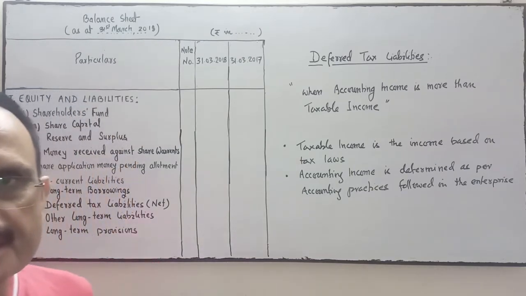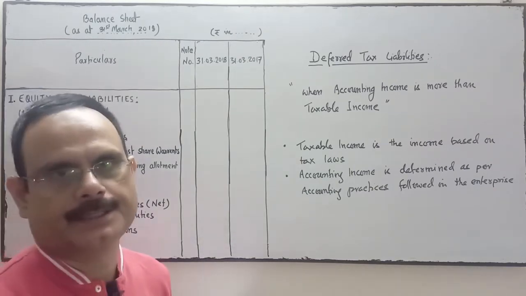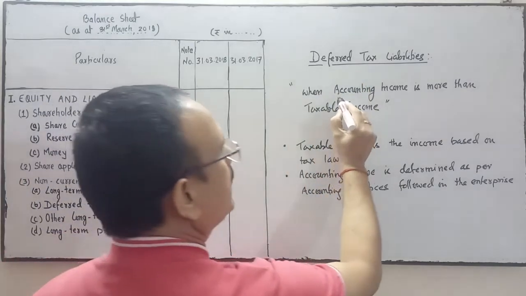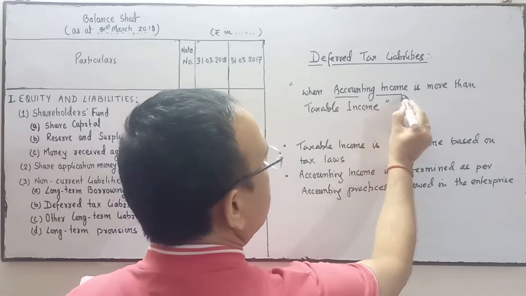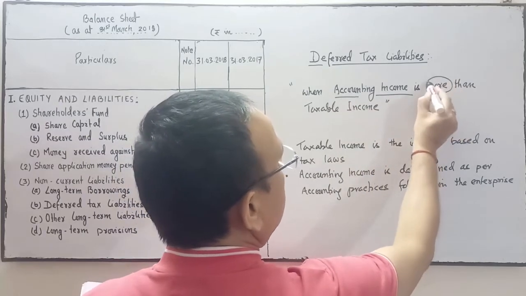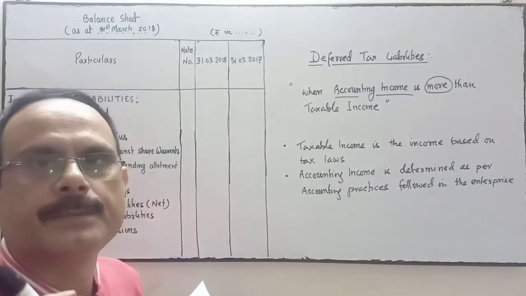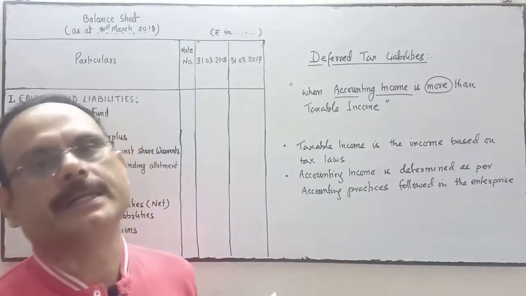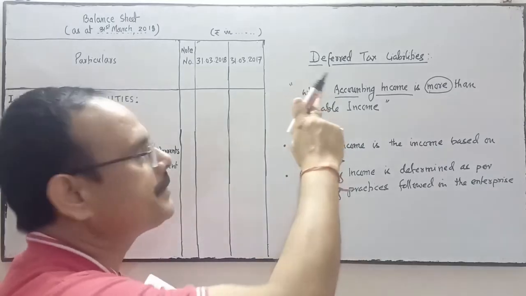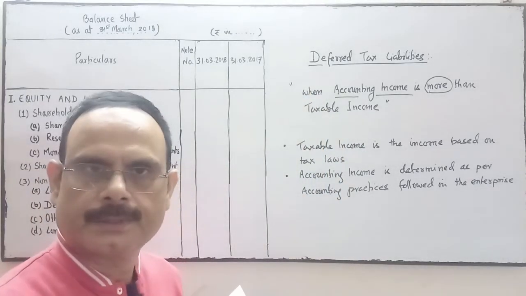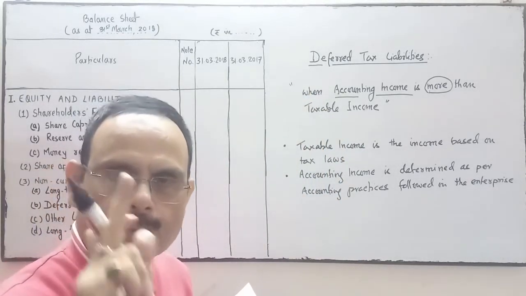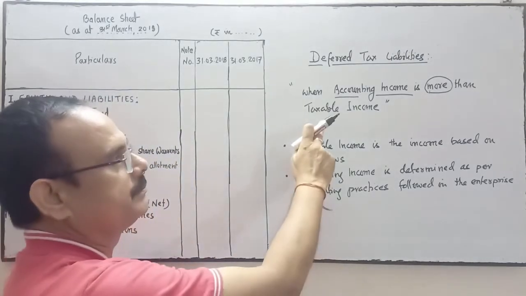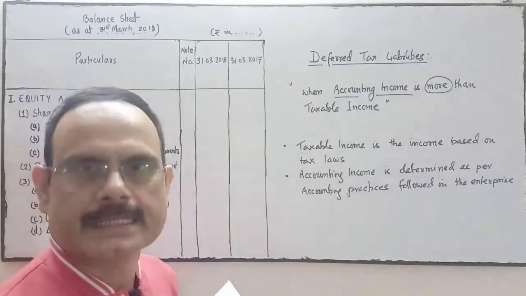What is deferred tax liabilities, net? Deferred tax liability arises when your accounting income is more than your taxable income. When accounting income is more than the taxable income, then it is called deferred tax liability. Is it clear?